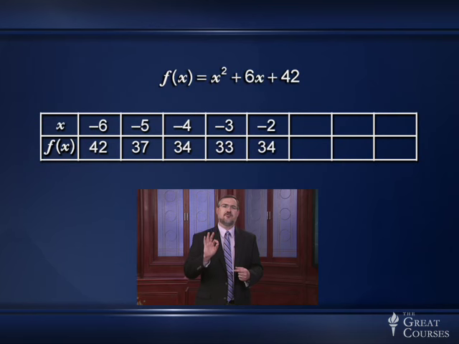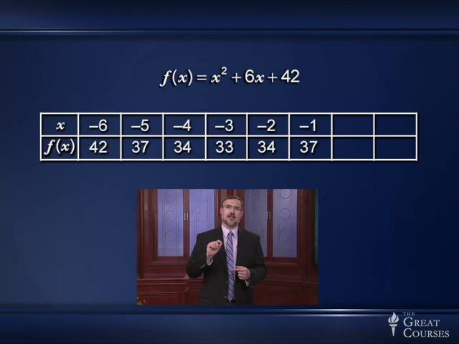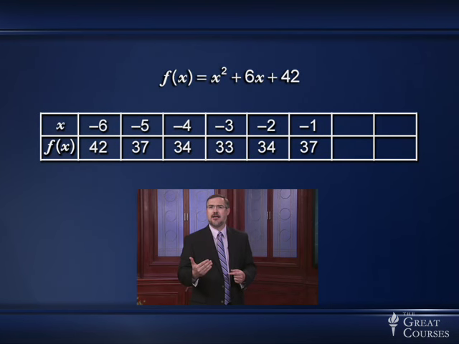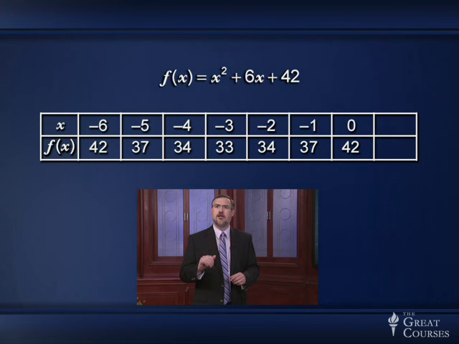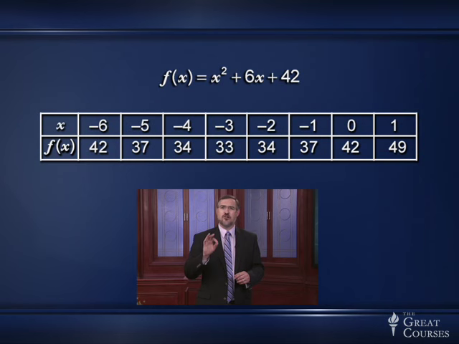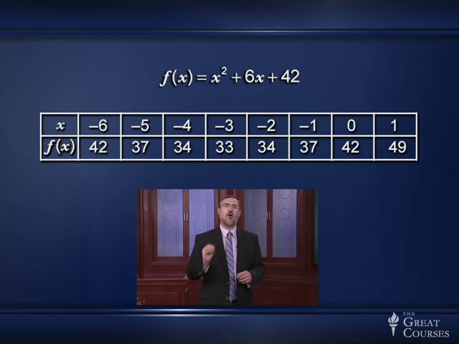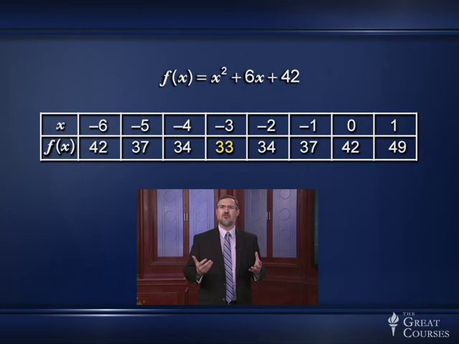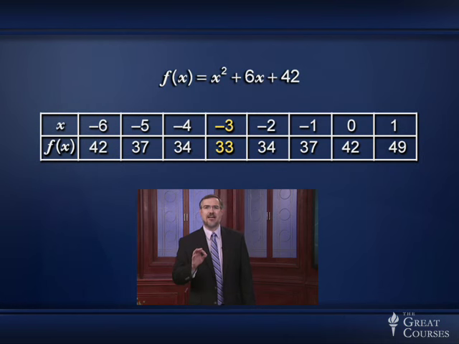And when I plug in -2, I get back 34. And when I plug in -1, I get 37 back as the function value or output value. When I plug in 0, I get 42, which is even bigger. And when I plug in 1, I get 49. So it looks like, at least according to the numbers I plugged in, that the lowest y value is somewhere around 33. And that occurred when x equaled -3.